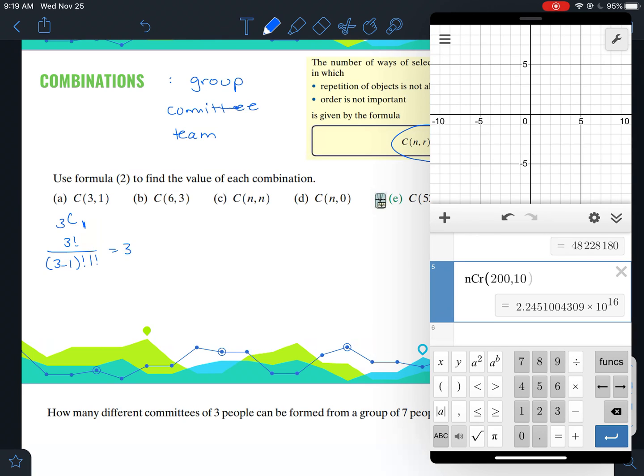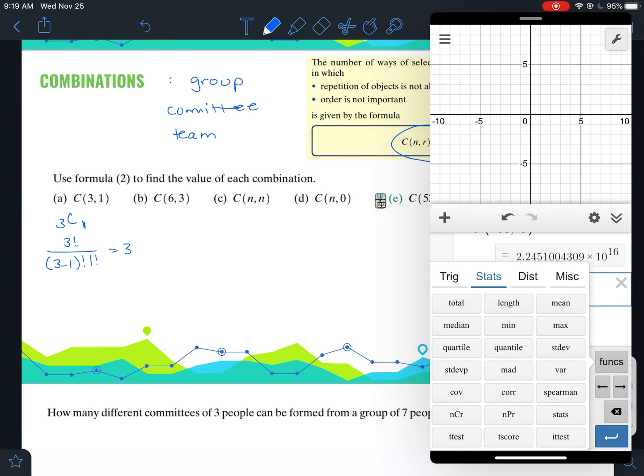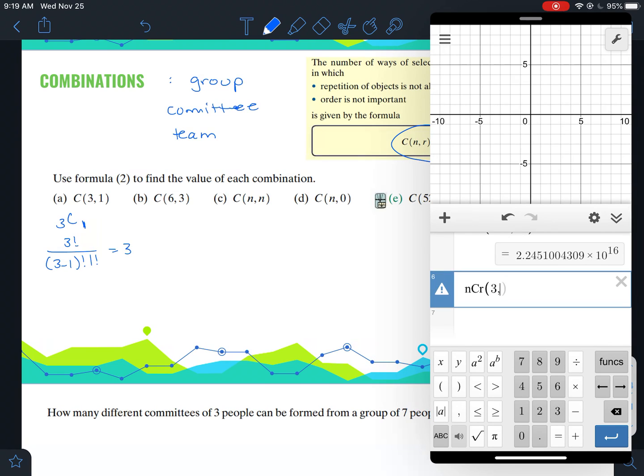So this is going to be 3, but we can use our calculator to check. It's going to be 3 choose 1. So there's 3 different ways of doing this. The next one is 6 choose 3.